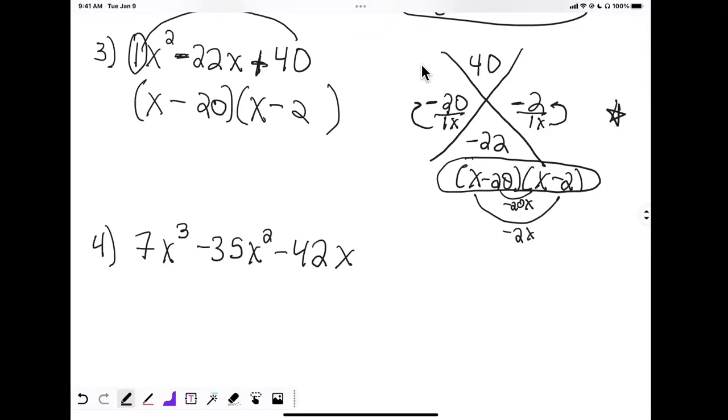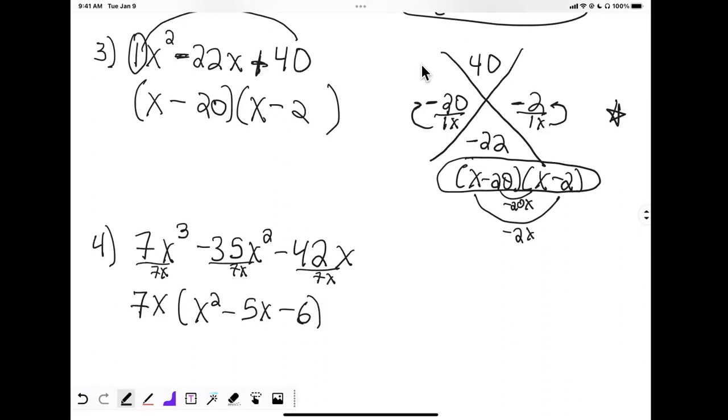So I definitely see everything has an x. I know I can factor out 1x, but look at our coefficients, our numbers, 7, 35, and 42. All right, they're all multiples of 7. So I can factor out 7x first. What does it leave me with? I have x squared, because remember, you're just sort of dividing everything by 7x. You don't have to write this, just think it. Minus 5x minus 6.